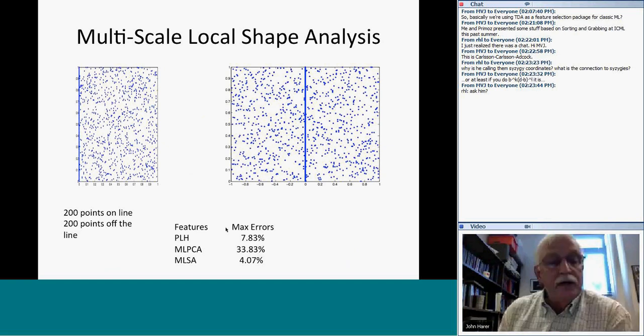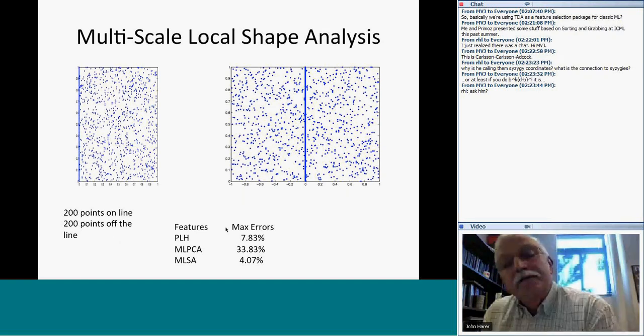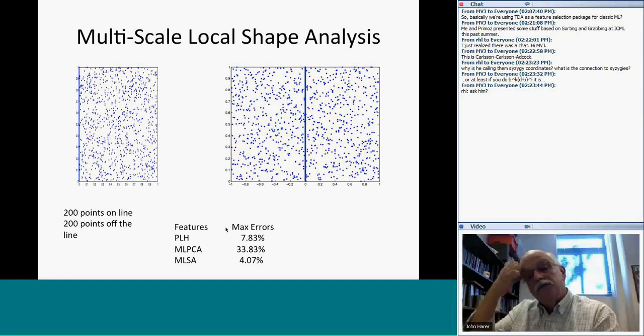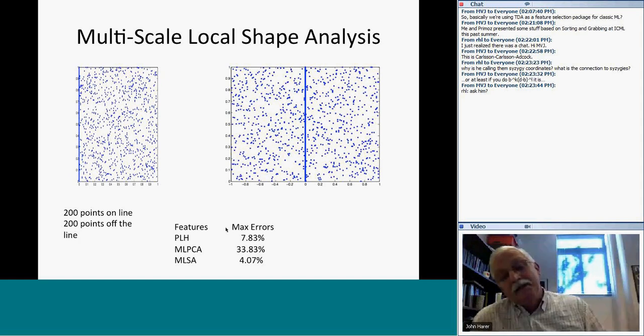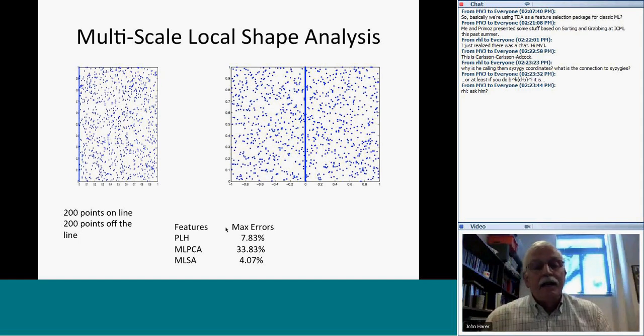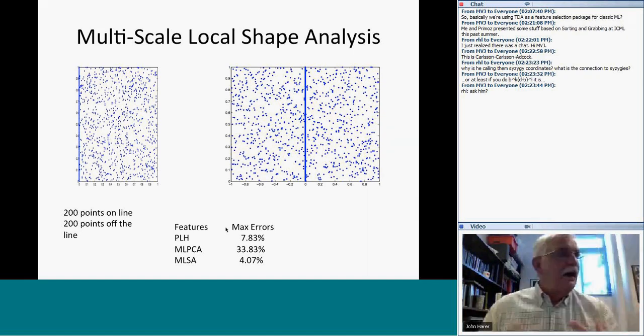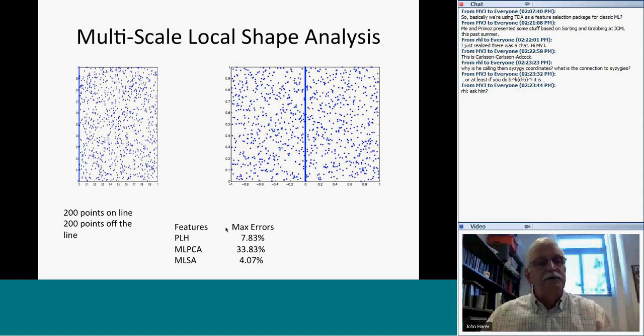For another example, we took a line and looked in the XY plane, at just the region where Y goes from 0 to 1, on the right-hand side X from minus 1 to 1, on the left X from 0 to 1. We sampled 200 points on the line and 200 points off of the line, and computed features to try to classify these two different data sets. If you think about what happens when you start at a point on the line and take a neighborhood, clearly on the left-hand side you should have the homology of an interval, so it should show up in the one-dimensional persistence.